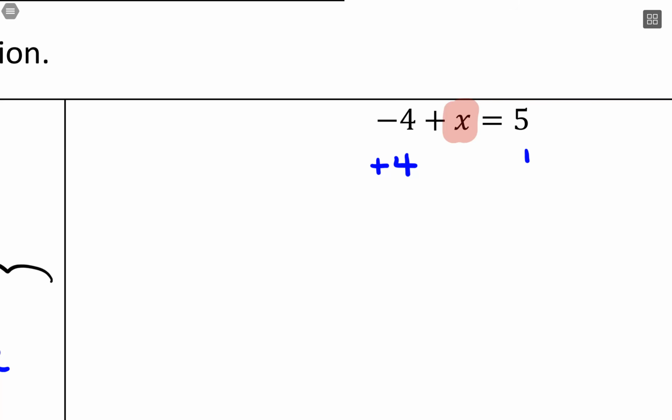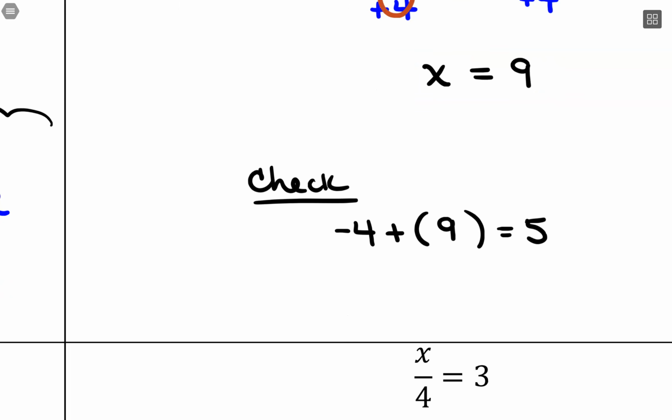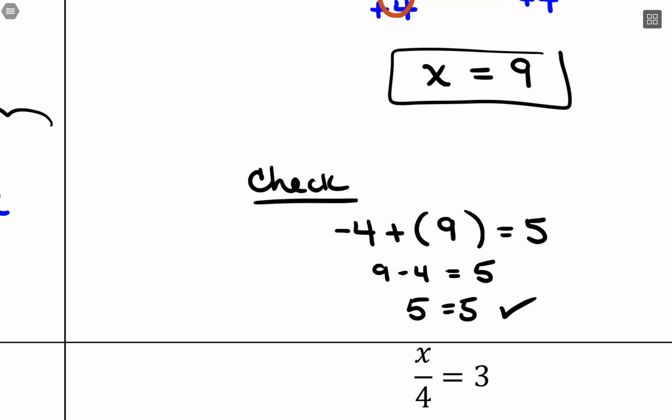Then whatever I do to one side, I have to do to the other. So -4 plus 4 turns into 0, and then I have my positive x equals 5 plus 4, which is 9. Then we can check our answer: we have -4 plus x equals 5, and I'm going to substitute 9 in. -4 plus 9 is the same thing as 9 minus 4, which is in fact equal to 5. So it checks out, so x equals 9 is our solution.